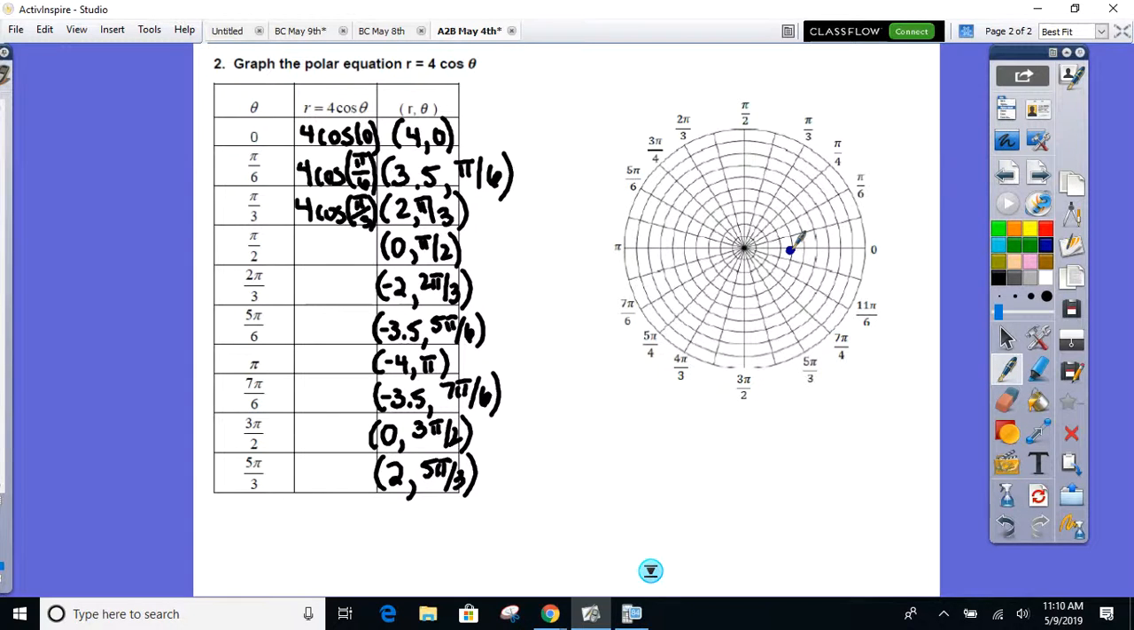Now we're at pi over 6. Pi over 6, we're going to go how many units out? About 3.5. You can estimate it, about 3.5. 1, 2, 3.5. Then 2, pi over 3. So at pi over 3, go out 2.